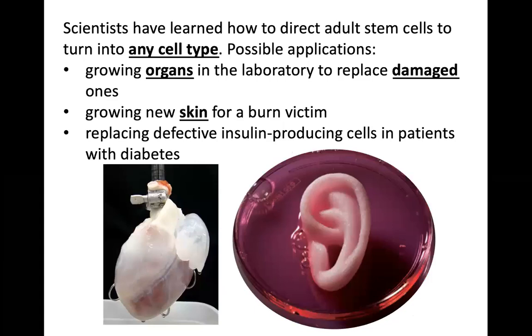One of the last things: scientists have learned how to direct adult stem cells to turn them into any type of cell, and these are some possible applications. Growing organs in a lab to replace a damaged one, growing new skin for a burn victim, and replacing defective insulin-producing cells in patients that have diabetes. That's what they try to do with stem cells.